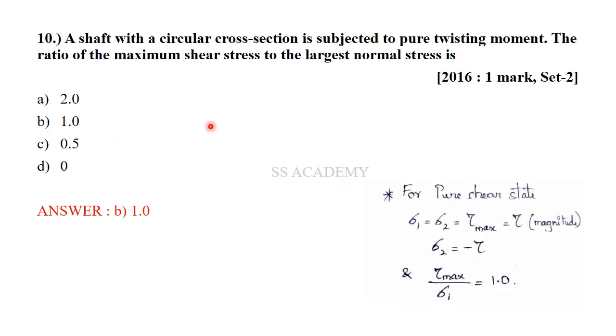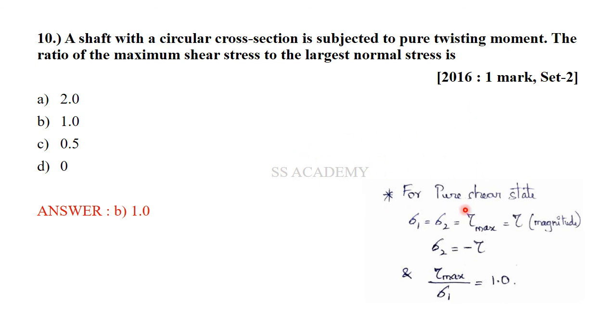A shaft with a circular cross-section is subjected to pure twisting moment, which means the state of stress is pure shear state of stress. The ratio of the maximum shear stress to the largest normal stress is asked, that is the ratio of tau max to sigma 1, the major principal stress. It is a 2016 1 mark question asked in GATE set 2 question paper.